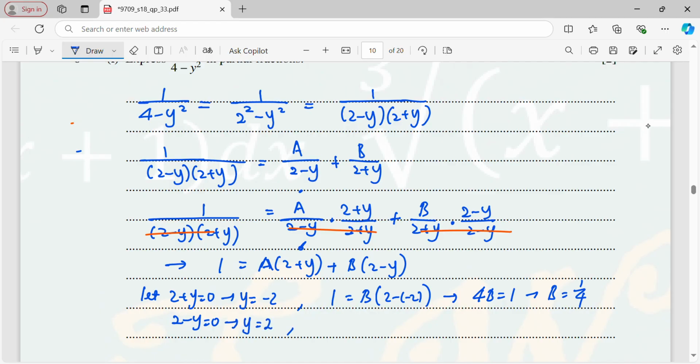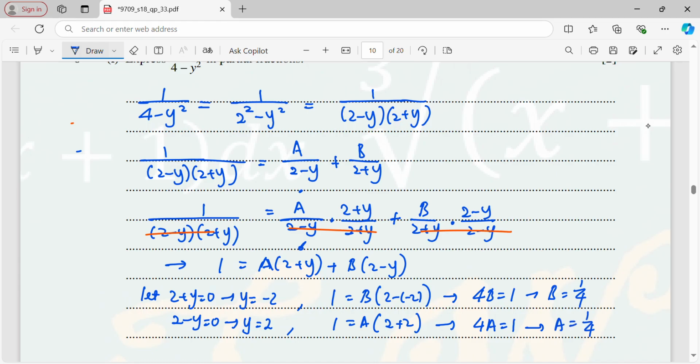So same steps as previous. So 1 equals to, replace the y plus 2, y by 2 now. It will be 2 plus 2. And then the second term, the term with the b will be 0 because I let 2 minus y be 0. Then from here, again, 4a is 1. Therefore, a equals to 1 over 4.